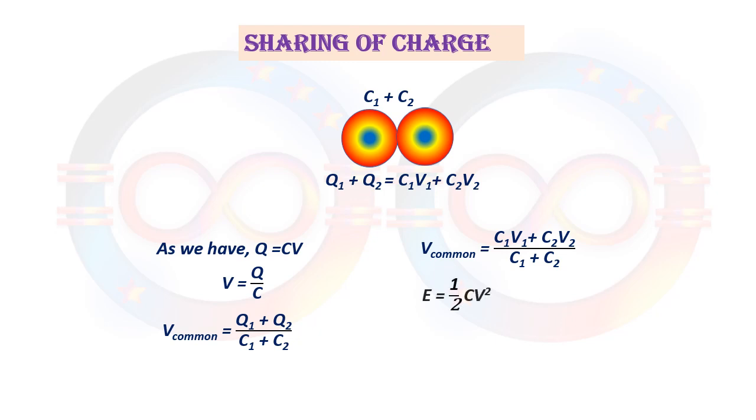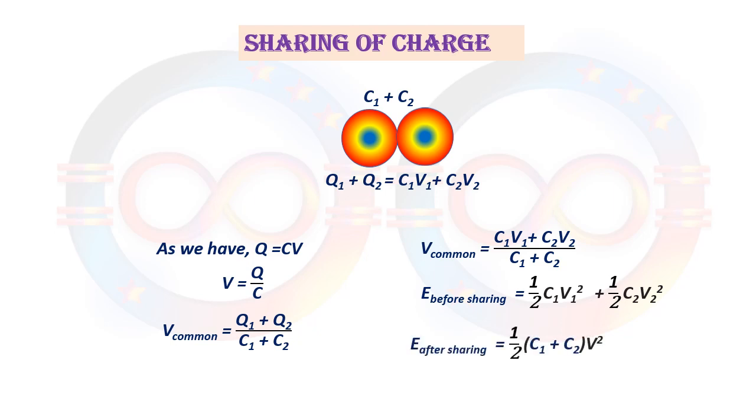Now we know the energy formula is half CV square. The energy of the first and second before sharing of charge, before they are connected, is half C1 V1 square plus half C2 V2 square. That is the total energy before sharing. After sharing, it is half into C1 plus C2, the total capacity, into V common square. Putting the value of V, it will be half into C1 V1 plus C2 V2 upon C1 plus C2, the whole square.